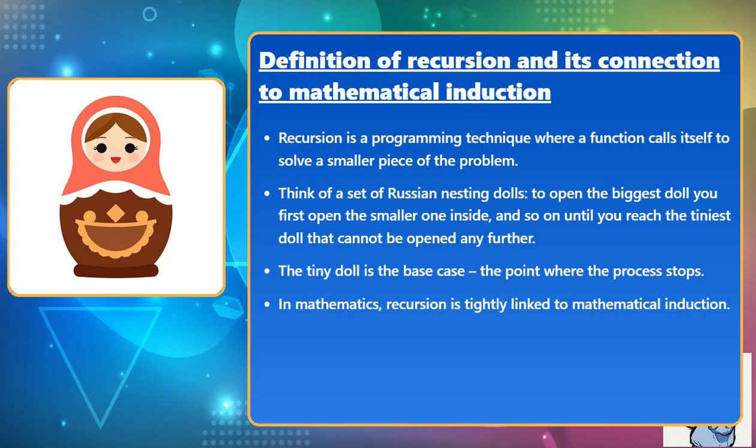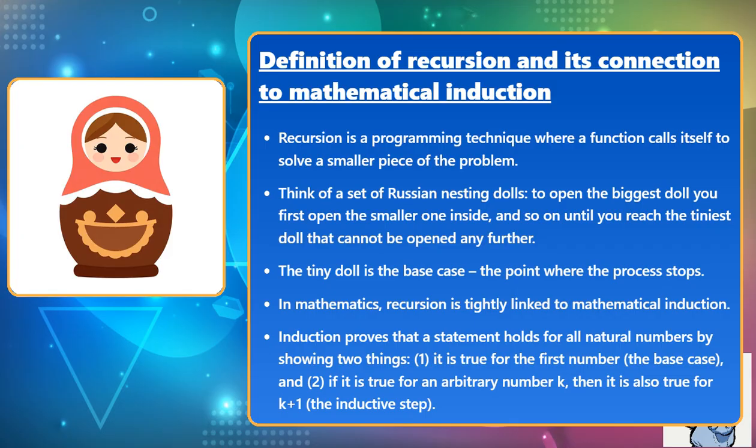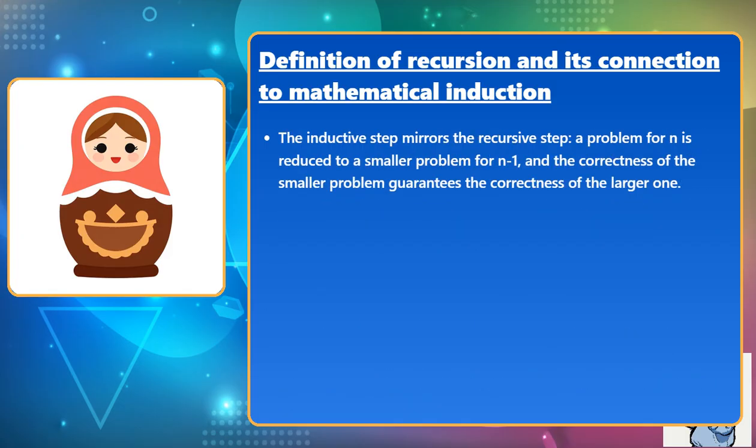In mathematics, recursion is tightly linked to mathematical induction. Induction proves that a statement holds for all natural numbers by showing two things. First, it is true for the first number, the base case, and second, if it is true for an arbitrary number k, then it is also true for k plus 1, the inductive step. The inductive step mirrors the recursive step. A problem for n is reduced to a smaller problem for n minus 1, and the correctness of the smaller problem guarantees the correctness of the larger one.